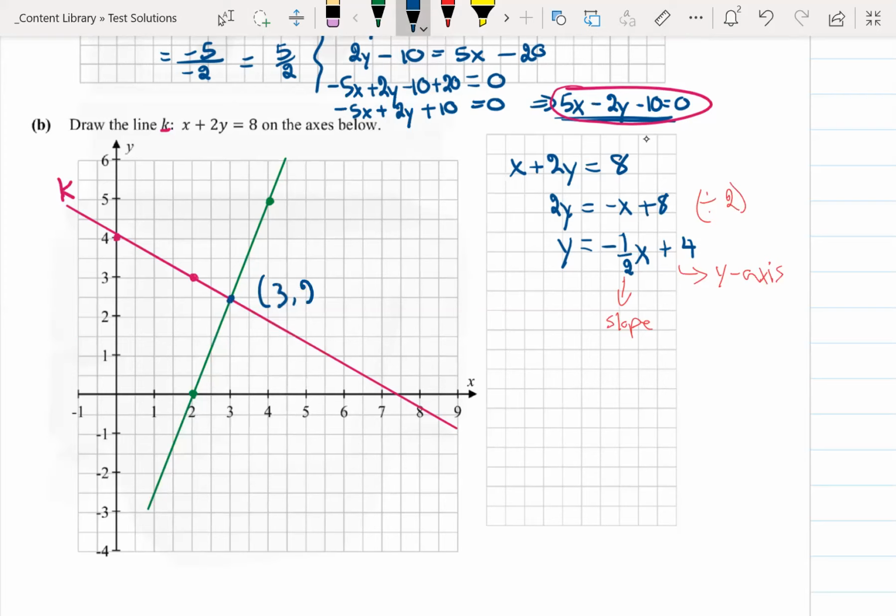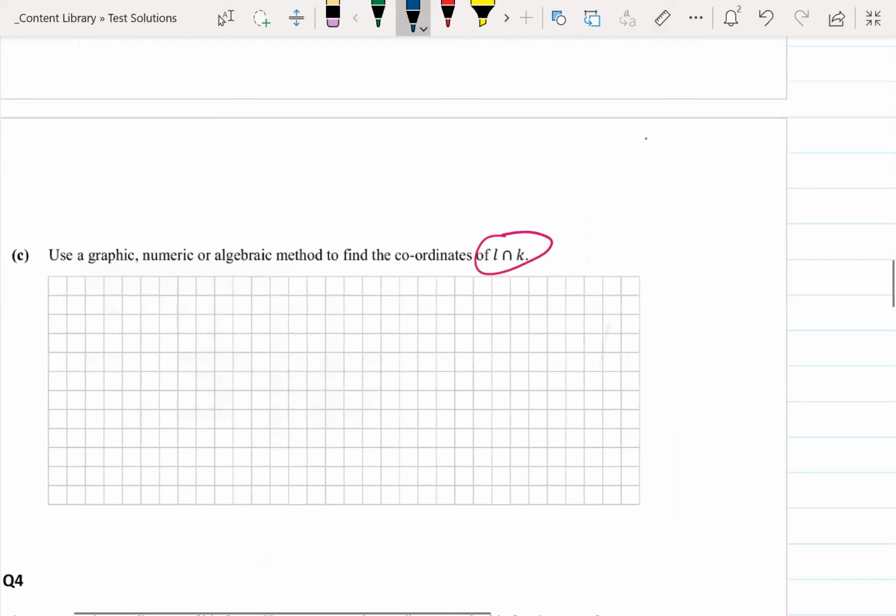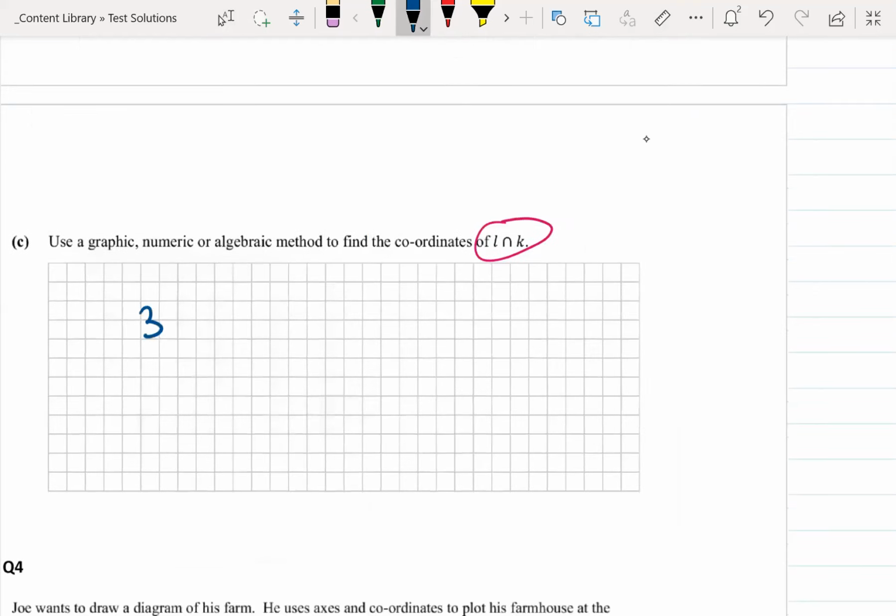I wonder, did some of you use simultaneous equations for that? Simultaneous equations would have been the algebraic way to do it. So you could have done it that way. The numeric way of doing it would have been just to guess and keep substituting numbers into both equations. And the graphic method is just the one we just did there. I think that's the handiest one for that.